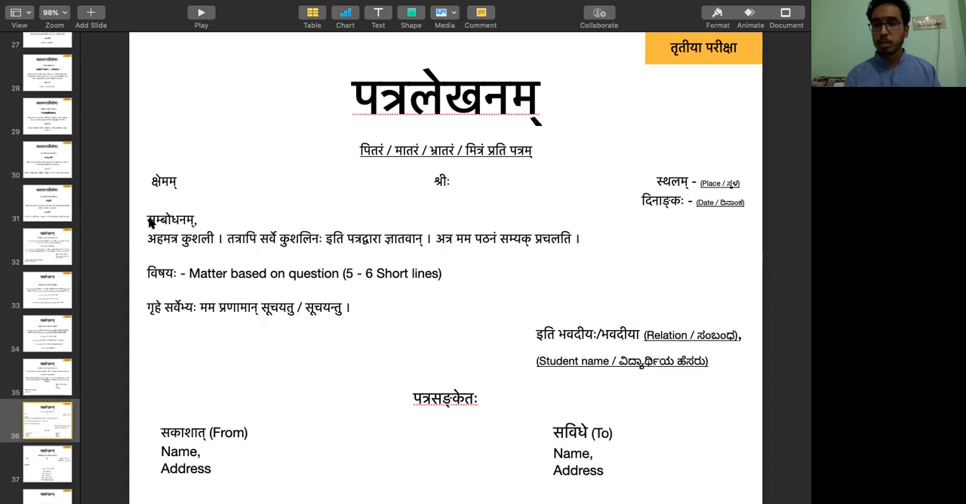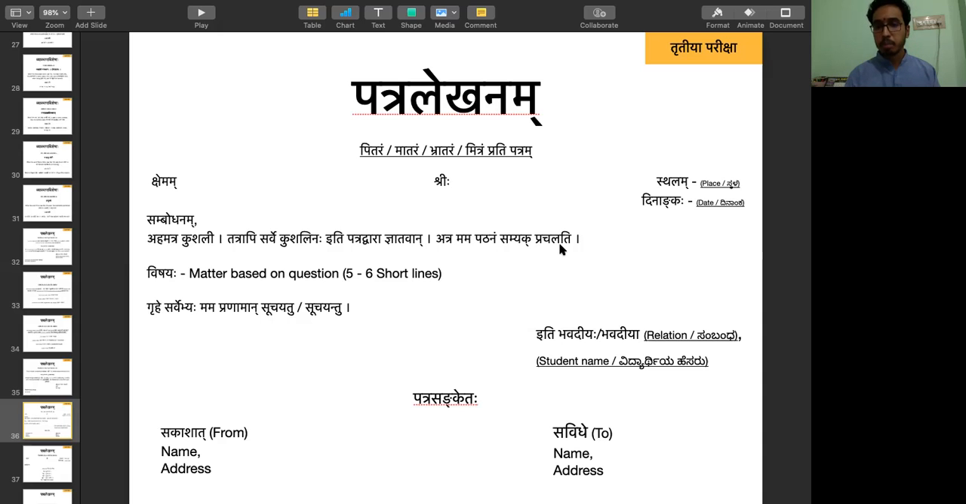First is Sambodhana. We'll discuss what you have to fill in each part, but this is the general format. Sambodhana depends on whom you're writing to: Mata, Pita, Bhrata, Mitra, etc. The first line is constant. You should always write these 3 sentences to start. Aham atra kushali, I am fine here. Tatrapi sarve kushalinaha iti patra dwara jnatavan. And I've come to know that everything is fine there from the previous letter you had written.